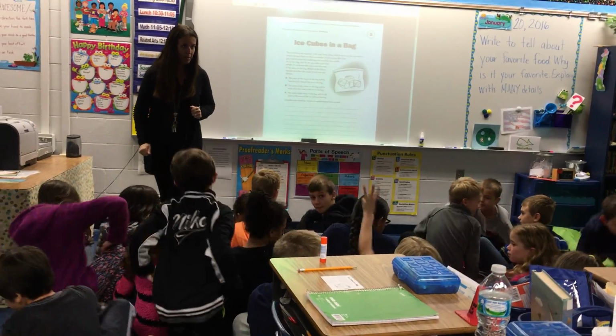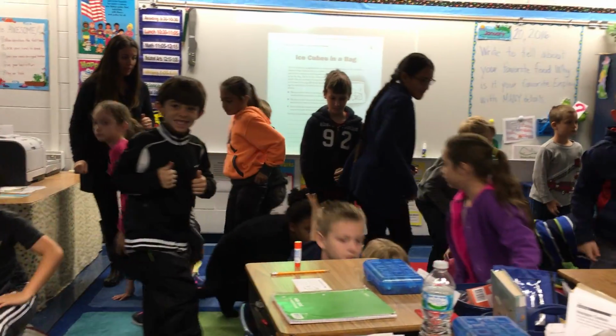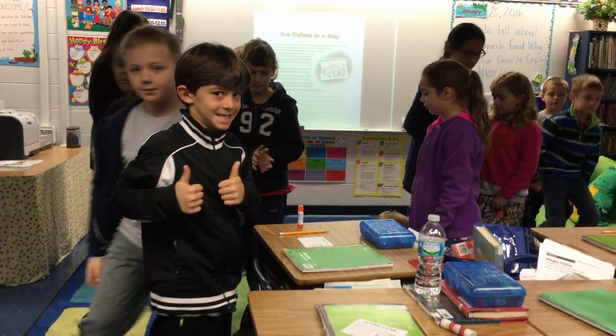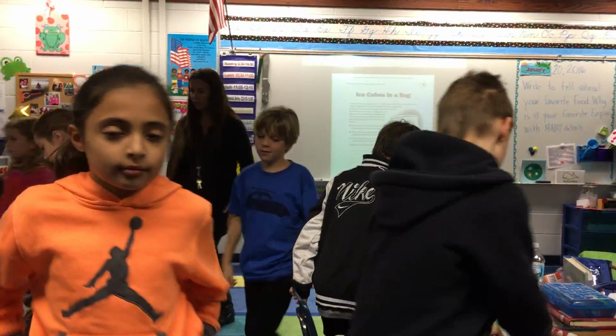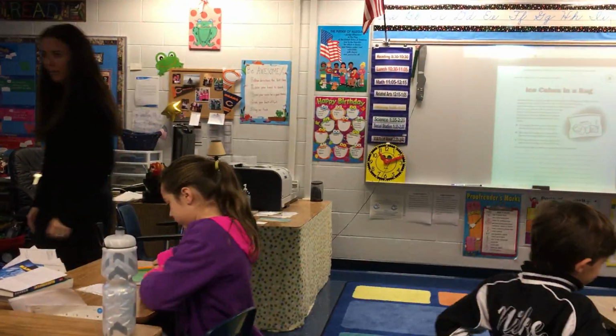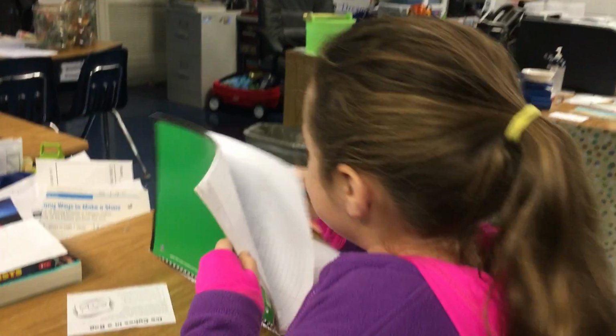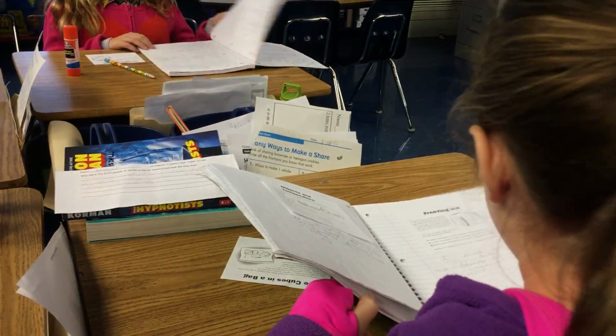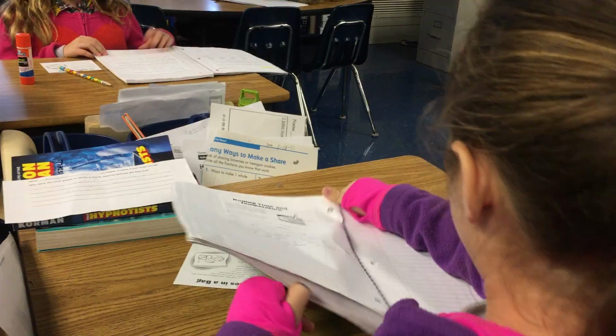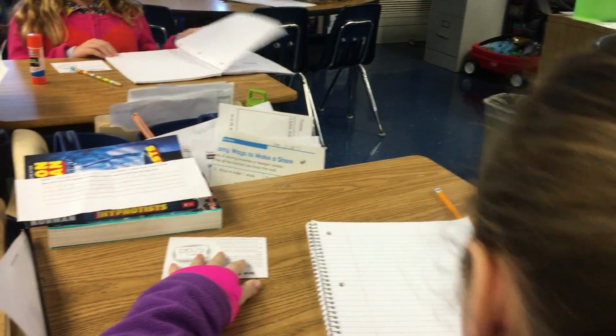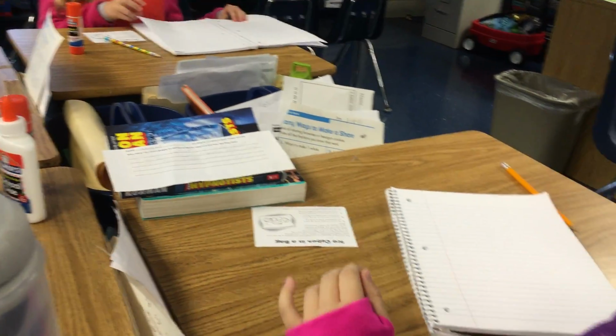Let's go ahead and try it. It will be 3 corners today, you are right. 3 corners. So go ahead and circle your choice right away, A, B, C. Then go ahead and glue into your science notebook.